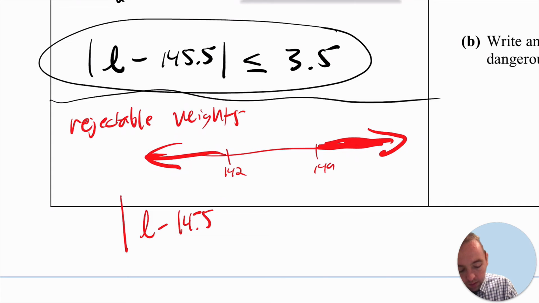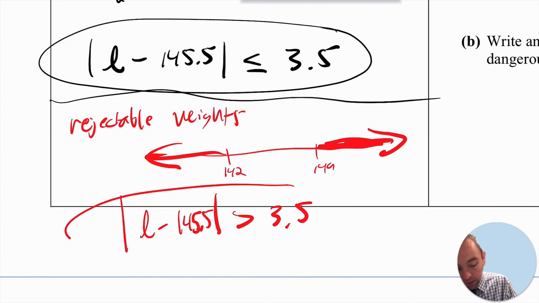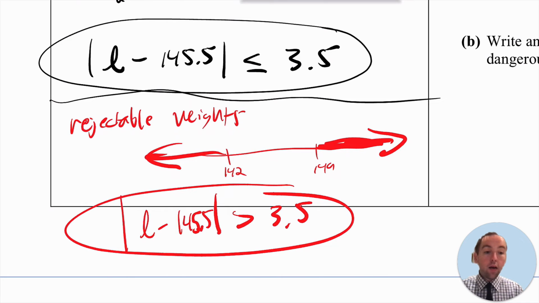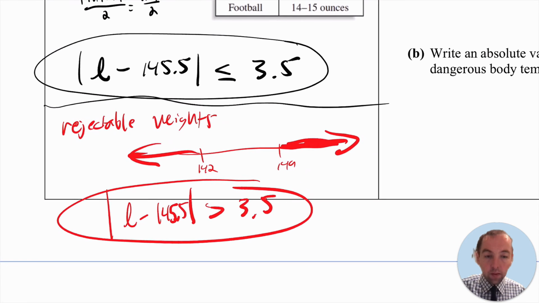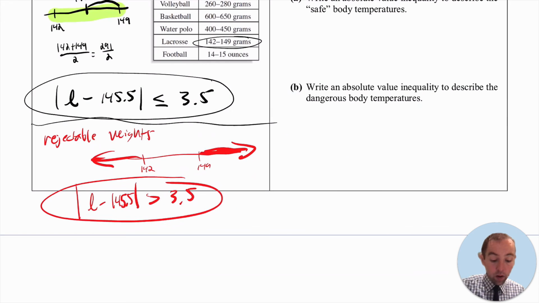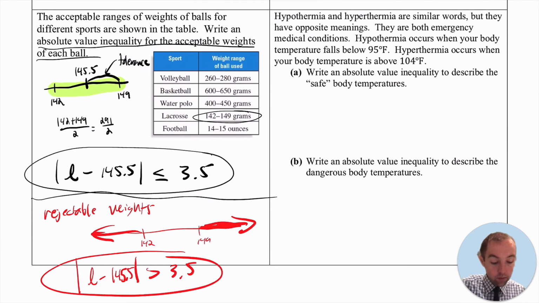The only thing that you need to make different is that we don't want it to be equal to, because then it would be legal. You need it to be strictly greater than 3.5, a distance of more than 3.5 from the middle. And that would be the rejectable weights if you were asked for something like that.